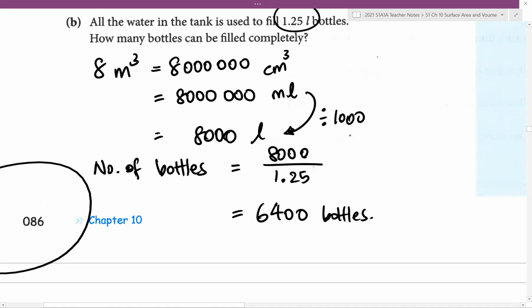6,400 bottles. Imagine if you try to add 1.25 plus 1.25, 2.5. That's not 8,000 yet. You add and you add and you add. You need to add 6,400 of them before you can reach 8,000 liters, which is 8 cubic meters.